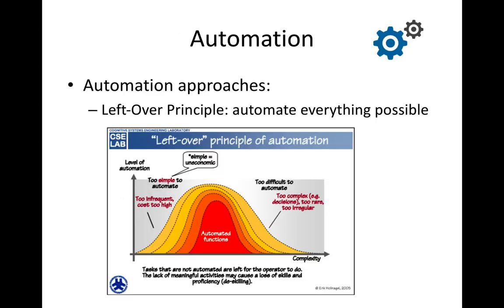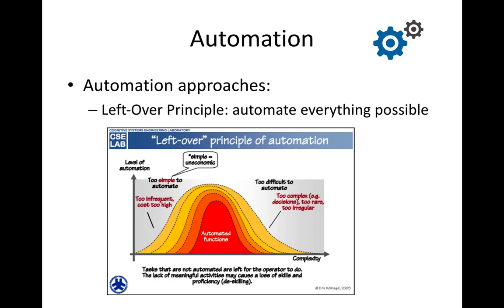Well, so now that we understand a little bit why automation is beneficial, how do we go about automating things in our organization? What's the philosophical approach we ought to take? Well, it turns out there's a couple different approaches you can take to automation in your organization. The first approach is to follow what we call the leftover principle, which in a nutshell basically says, let's try to automate everything that we possibly can.